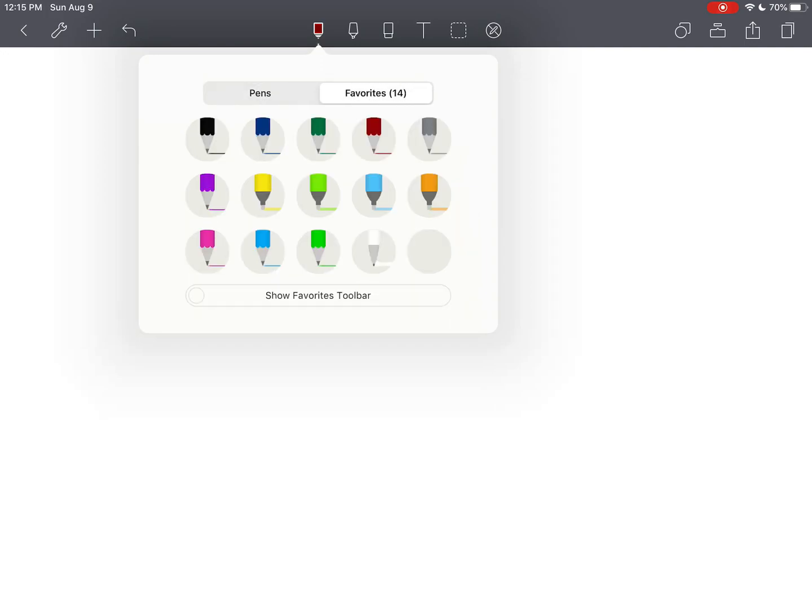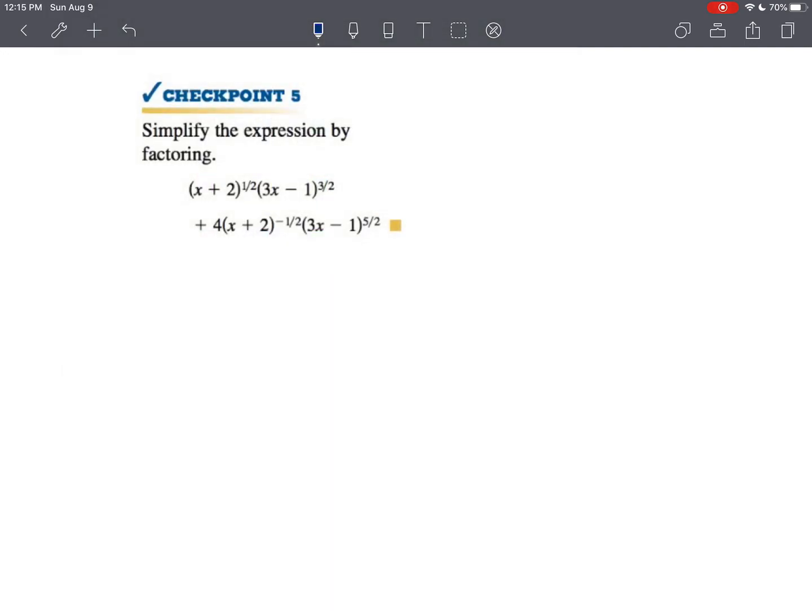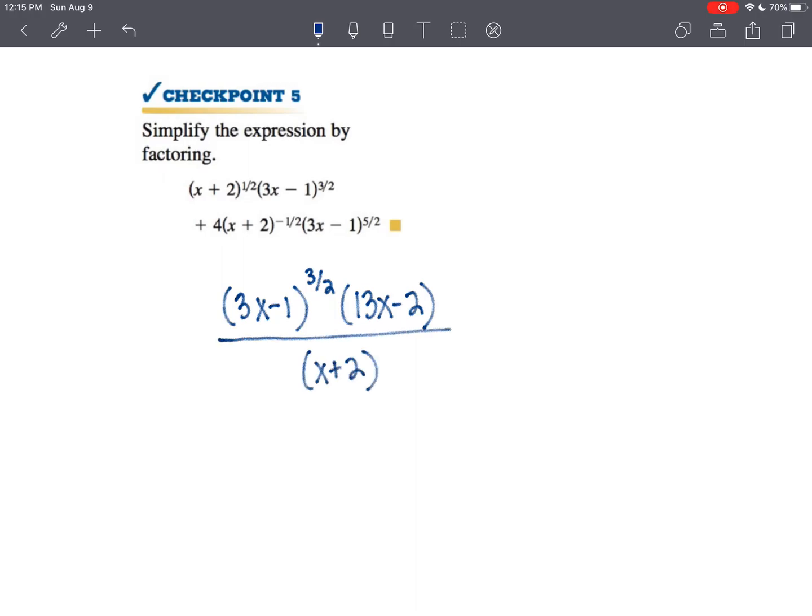Okay, if you are just coming back, the answer is 3x minus 1 to the 3 halves power, 13x minus 2, and then I'm going to write it in fraction form, over x plus 2 to the 1/2 power. That's our answer. So hopefully you've got it, you're feeling good, and you're ready to get some practice on those.